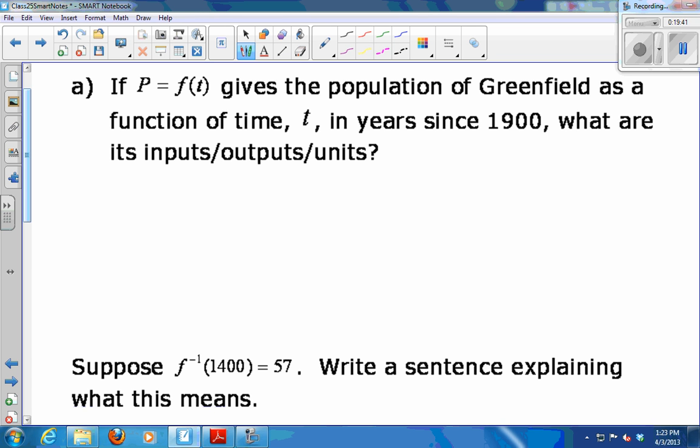Okay, so what are the inputs into this function? Not talking about inverses or anything yet, just interpreting this function. What are the inputs? What goes into the function machine? Years. Oops, 1900, not 1990. Okay, and what are the outputs? Population measured in number of people.